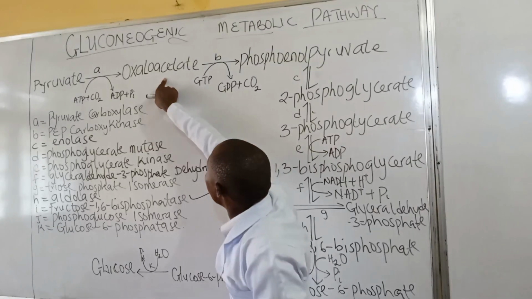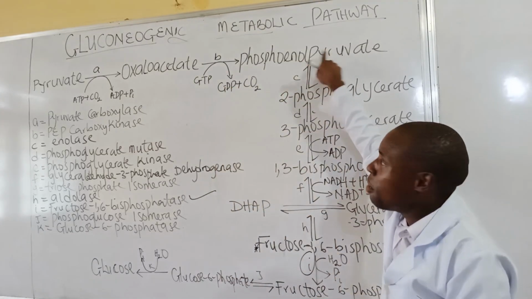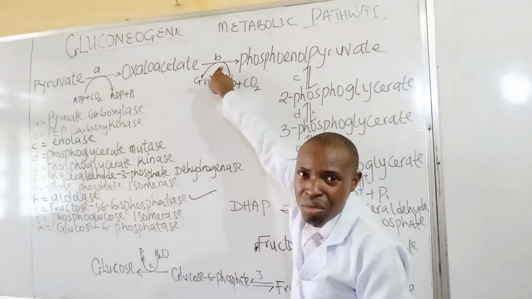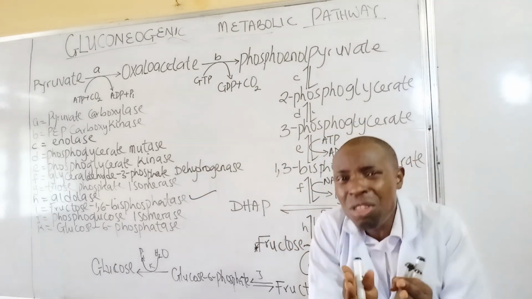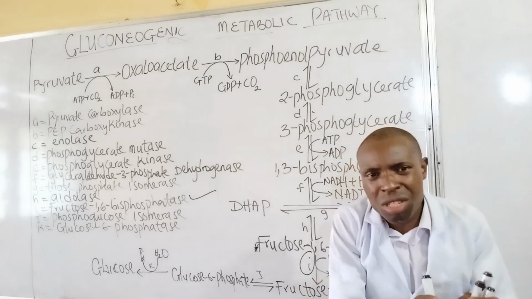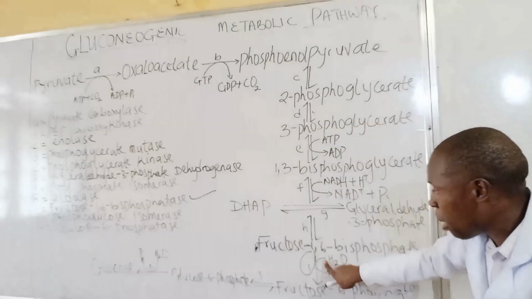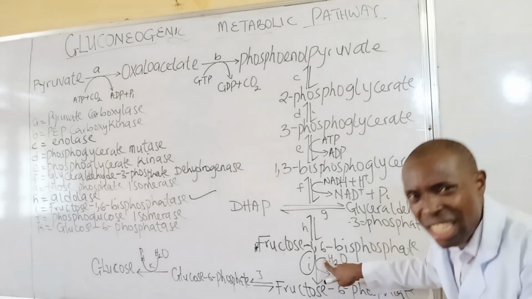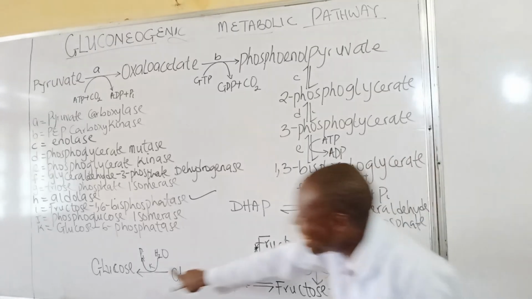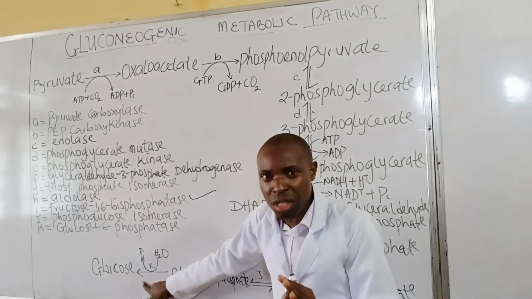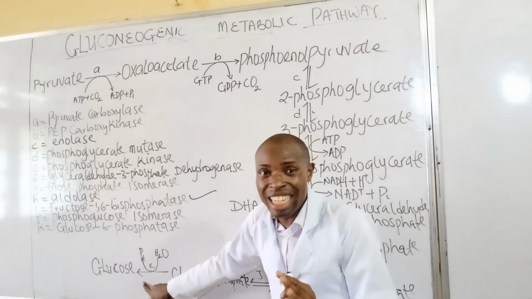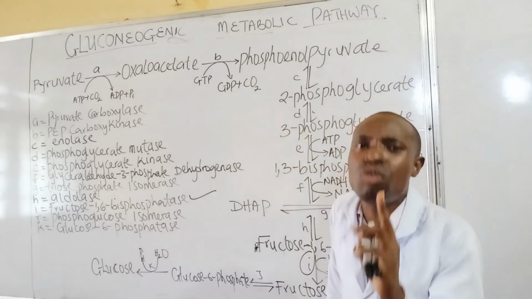Please do not forget that from pyruvate to oxaloacetate, the step must occur in the mitochondrial matrix only. While from oxaloacetate down to phosphoenolpyruvate, this occurs in both the mitochondrial matrix and the cytosol. But in this other irreversible step, this occurs only in the cytosol, and the last irreversible step occurs in the endoplasmic reticulum.